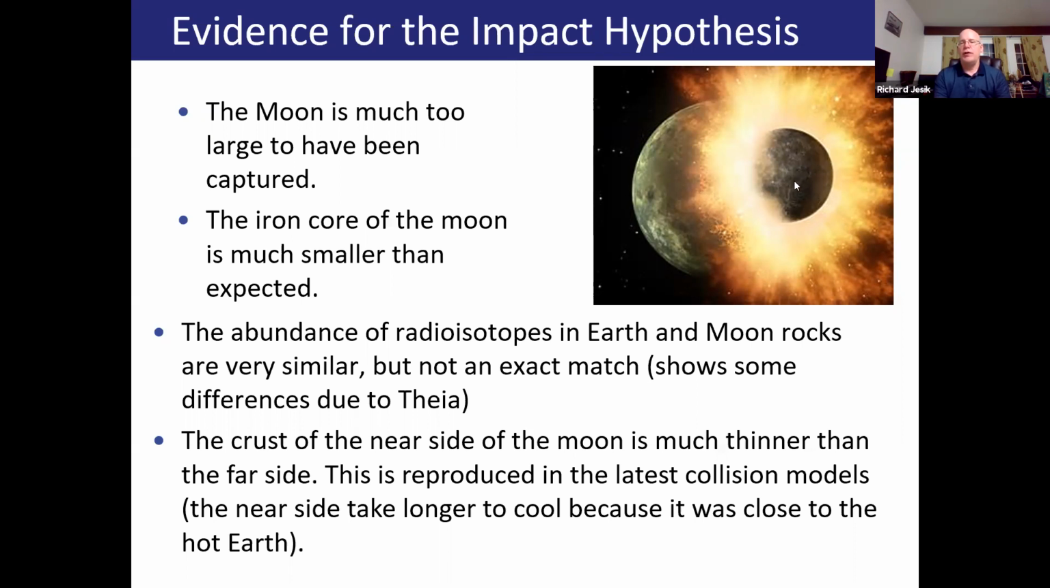Basically, Theia was completely destroyed, and therefore the core of the Earth, the iron core of the Earth, kind of sucked in most of the material. The Earth got 20% bigger, and the leftovers kind of orbited around the Earth, and over thousands of years, gravity actually turned that into a moon. So that's our latest hypothesis on the formation of the moon.